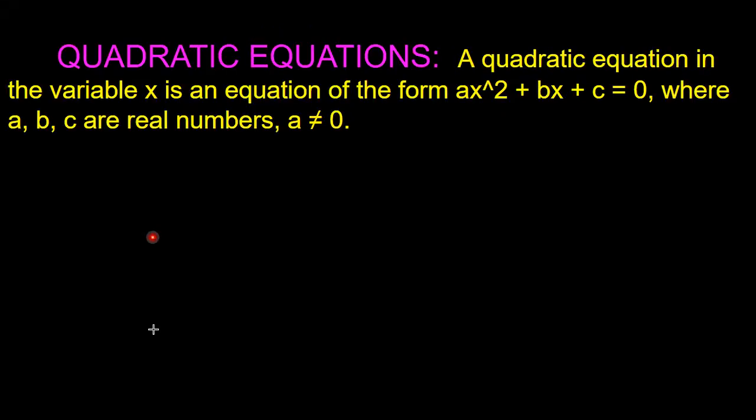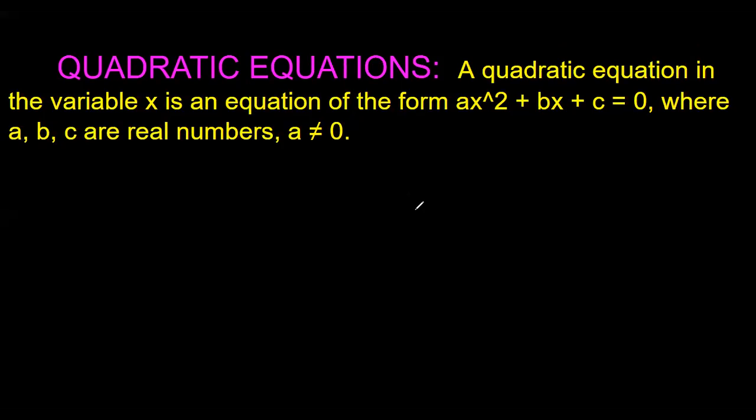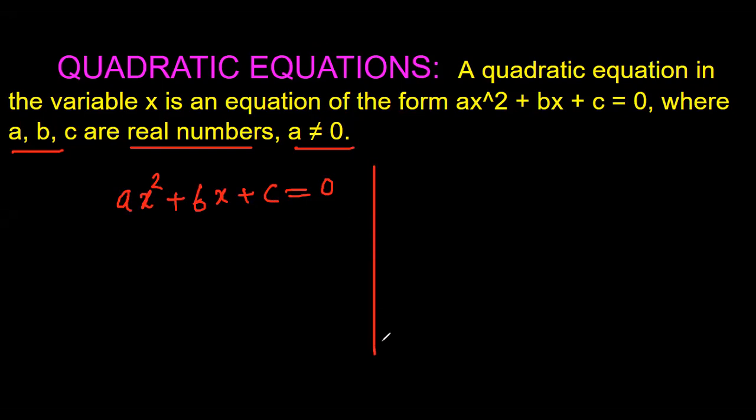Formally, a quadratic equation in the variable x is an equation of the form ax squared plus bx plus c is equal to 0, where a, b, c are real numbers and a should not be 0. Why do we say a should not be 0? Because, see, if a equals 0, let's see what happens.